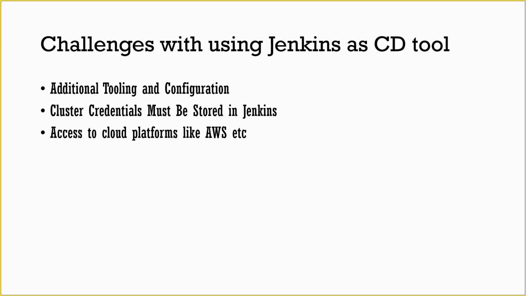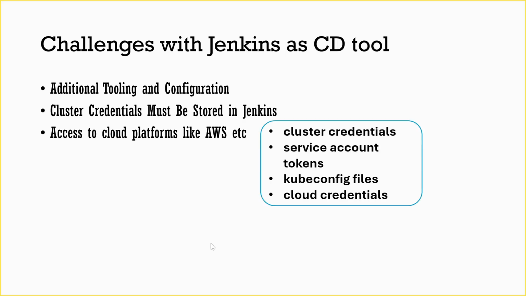Additionally, if your Kubernetes cluster is running on a cloud platform like Amazon EKS, there is another layer of authentication involved. Before Jenkins can even access the EKS cluster, it first needs permissions to access your AWS account. So you will have to configure AWS credentials in Jenkins, typically using an IAM user or IAM role. These credentials are then used to authenticate with AWS and generate the kubeconfig required to connect to the EKS cluster. That means cluster credentials, service account tokens, kubeconfig files, or cloud credentials have to be stored inside Jenkins. Naturally, the more external systems that hold cluster credentials, the larger your security risk becomes.